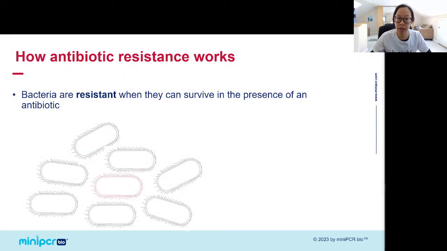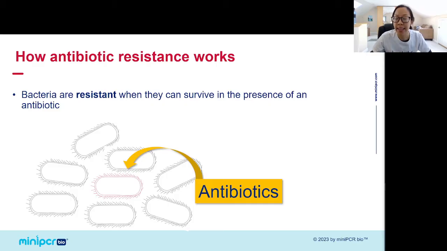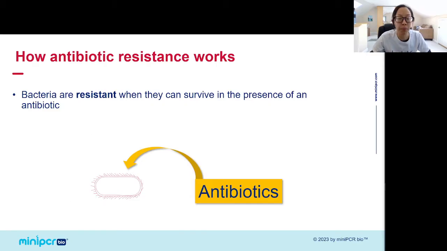All right, so moving on to antibiotic resistance. How do bacteria become resistant to antibiotics? So let's first define what we mean by resistance. Bacteria are resistant to antibiotics when they can survive in the presence of it, like I'm demonstrating here.